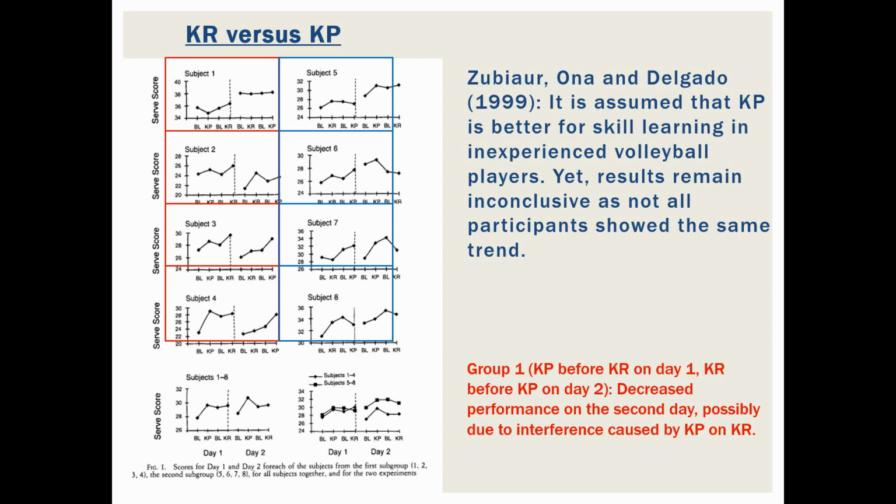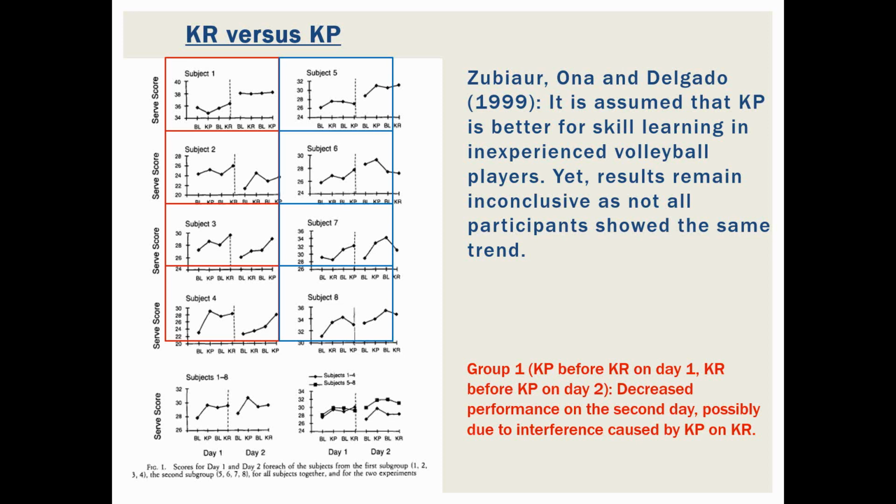Generally, it is assumed that knowledge of performance is better for skill learning in inexperienced players or inexperienced athletes. And these three authors in 1999 actually tried to investigate that. They had a hypothesis, and they assumed that athletes who were provided with knowledge of performance rather than knowledge of results would have more accelerated skill learning.